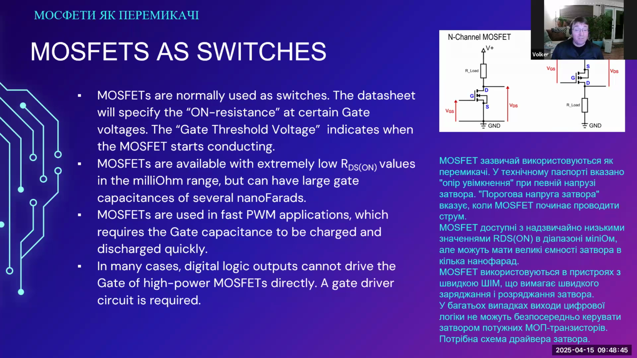I've mentioned the large gate capacitances. MOSFETs are used in fast PWM applications. The gate capacitance needs to be charged and discharged quickly. And in many cases, the logic outputs from a microcontroller or from a logic gate cannot drive the gate terminal of a high power MOSFET directly. A driver circuit is required.